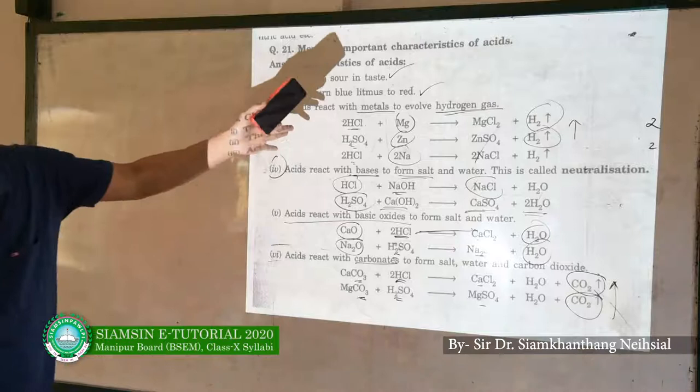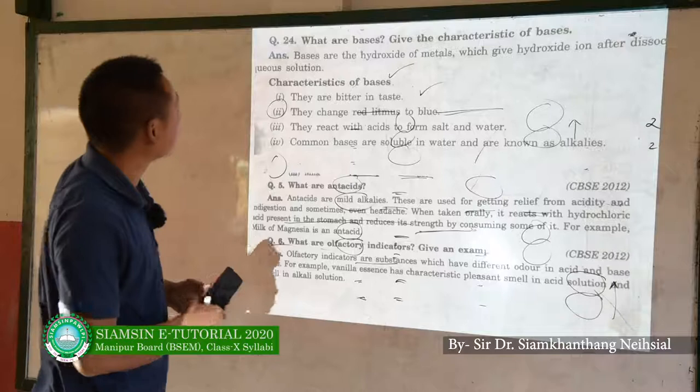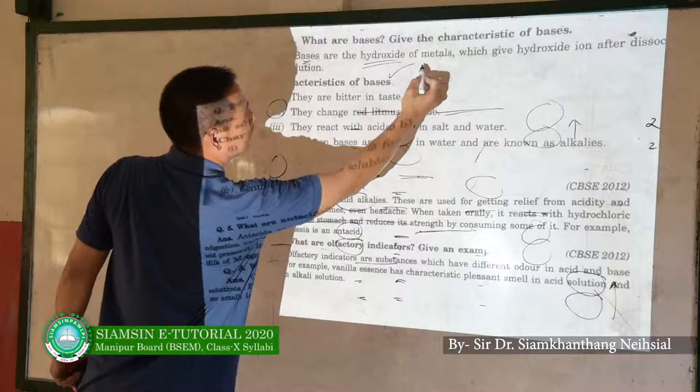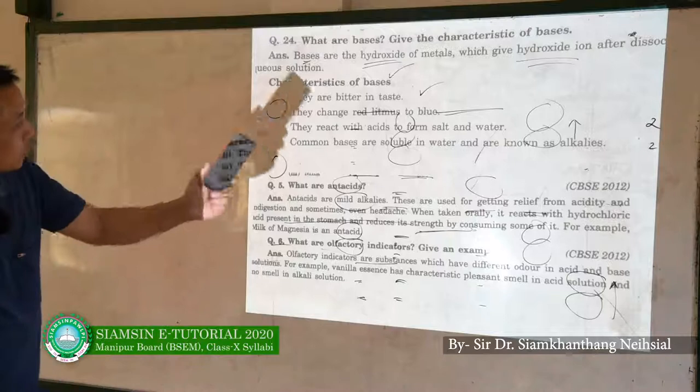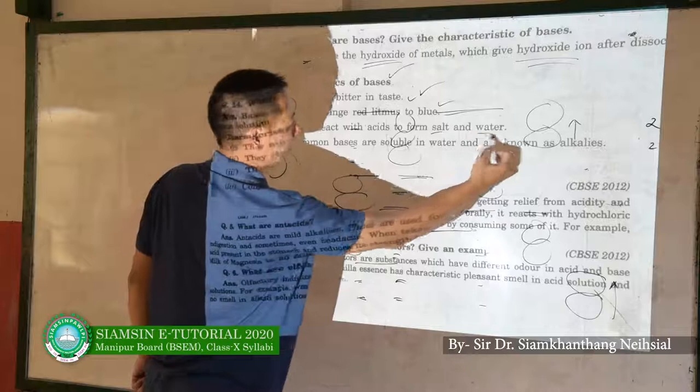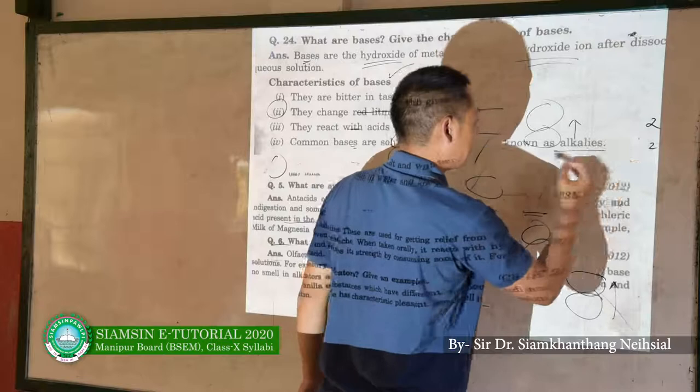Now, bases in detail. What are bases and what are their characteristics? Bases are hydroxides of metals which give hydroxide ions after dissociation in water. They are bitter, change red litmus to blue, and react with acid to form salt. Bases soluble in water are called alkalis.